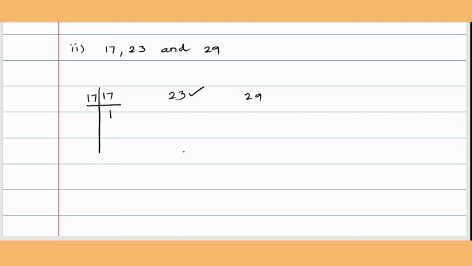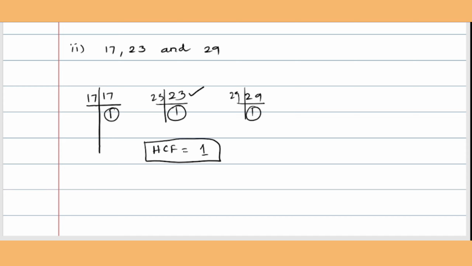Now we find the HCF. For all we have 17 multiplied by 1, 23 multiplied by 1, 29 multiplied by 1, so the common factor is only 1, so the HCF is 1. Now the LCM of this set of numbers is the product of the numbers, which is 17 multiplied by 23 multiplied by 29. We get 11339.